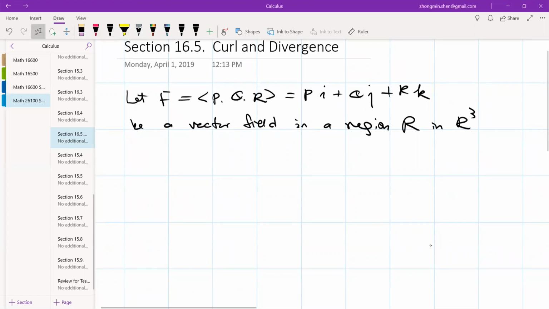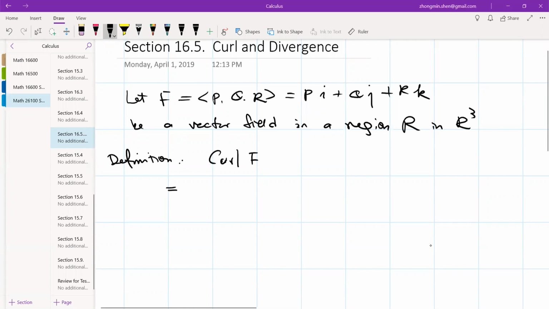Okay, now we're going to introduce a new concept. Using this vector field, we can define another one, which is called the curl of F. Right? Curl F is going to be another vector field, which is defined by the following formula.